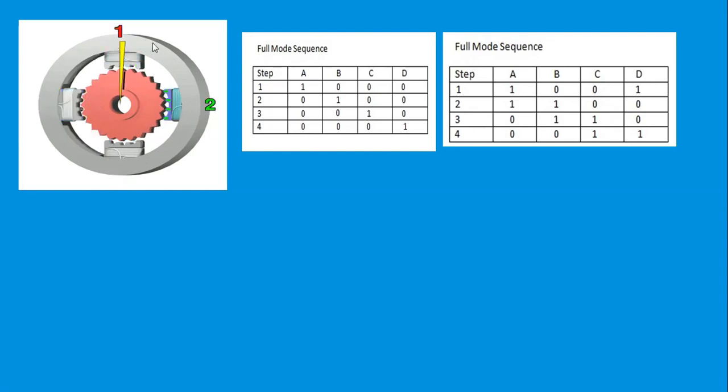In full step, the rotor will take around 1.8 degree per step, because in order to complete 360 degree it requires 200 steps. So the full mode sequence can also be operated like this, meaning at a time you can energize 2 coils simultaneously. So both are full mode sequences. By energizing 2 phases simultaneously, the torque of the rotor can be increased. Okay, this is about the full mode sequence.